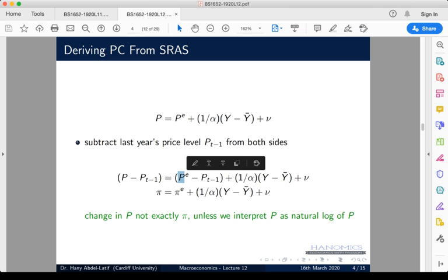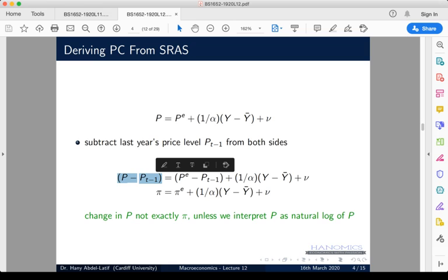So all I did is subtract P_t, or prices in the previous year, from both sides, but just collect these in those brackets. So from here we could say, okay, this looks very similar to the inflation rate, but just before we leave this point, notice that the change in prices is not exactly the inflation rate, unless the prices were expressed in terms of their natural log.